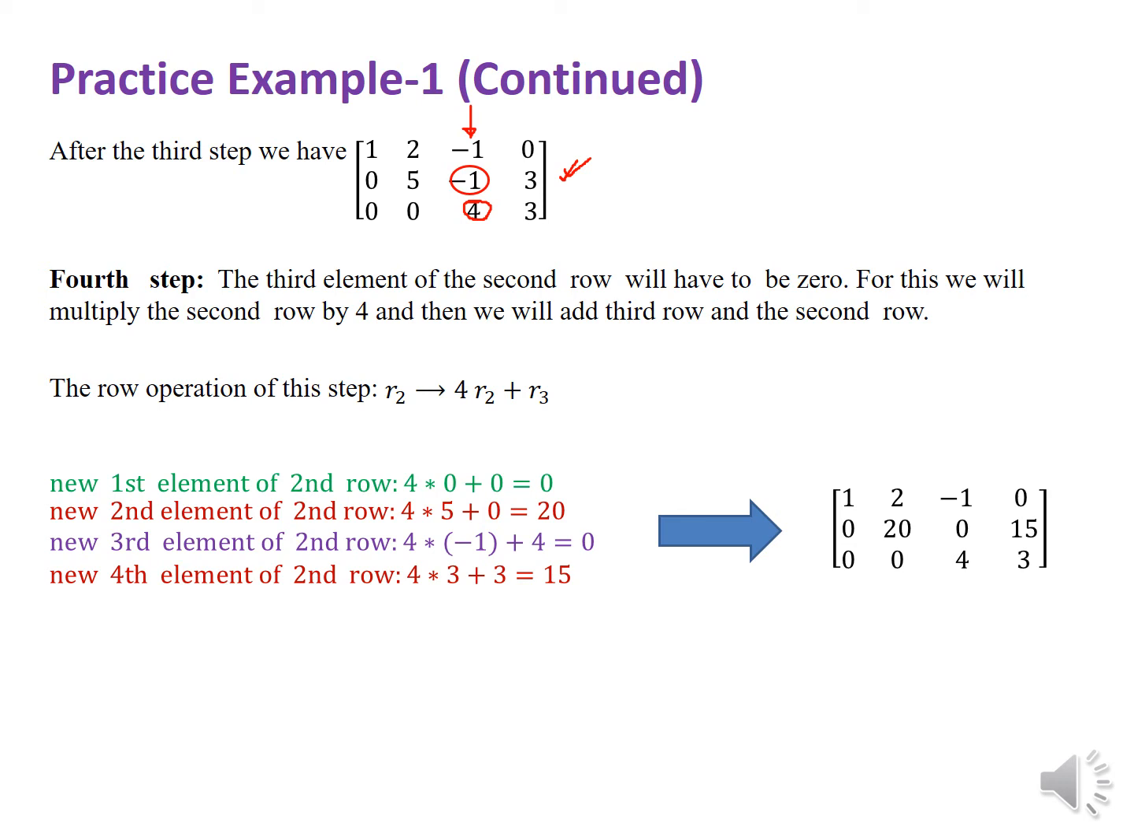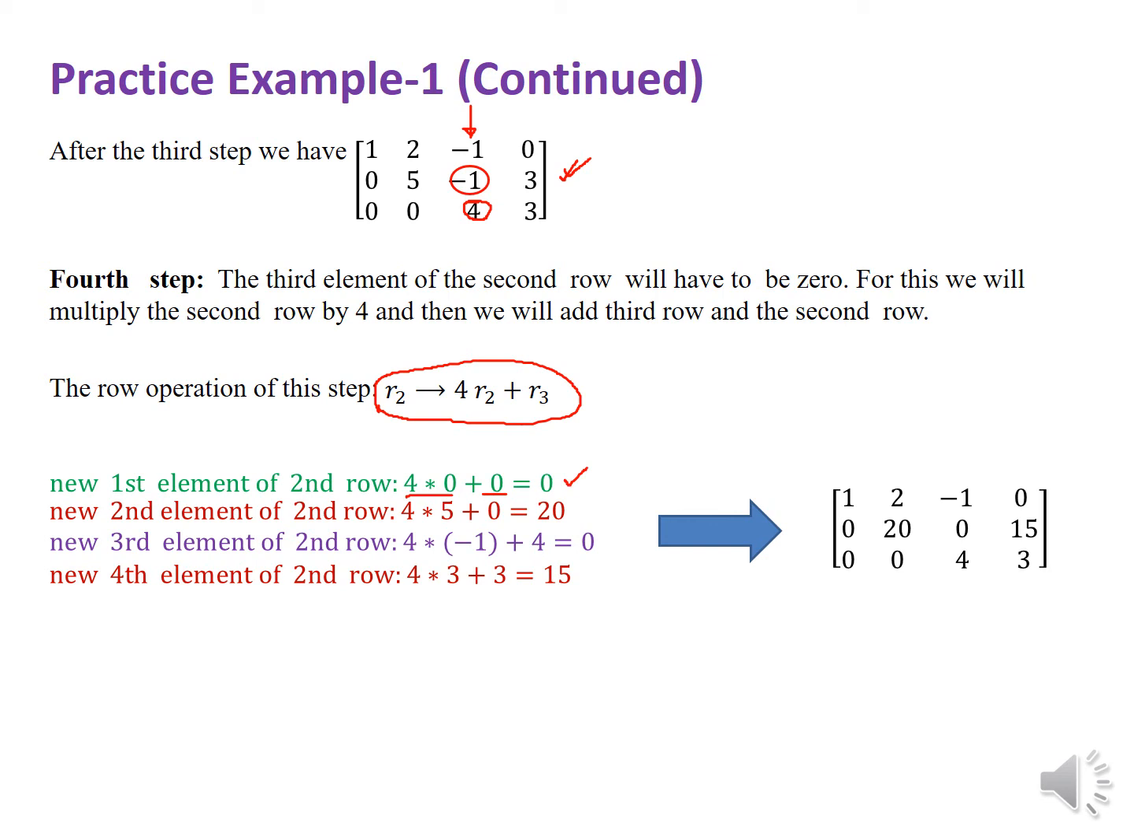So the row operation for this step will be new second row is equal to 4 into second row plus third row. So we will calculate between corresponding elements of each row. So the new first element of second row will be 4 into first element of second row, that means 4 into 0 plus first element of third row. So we will get 0.